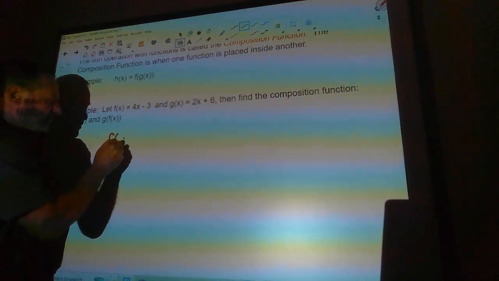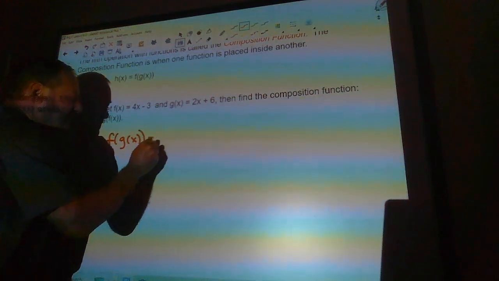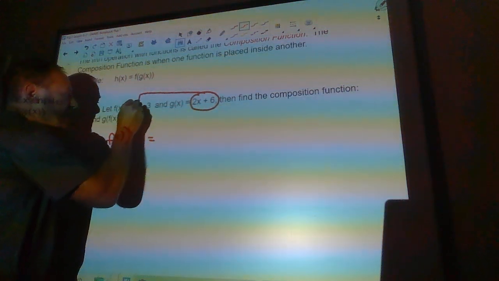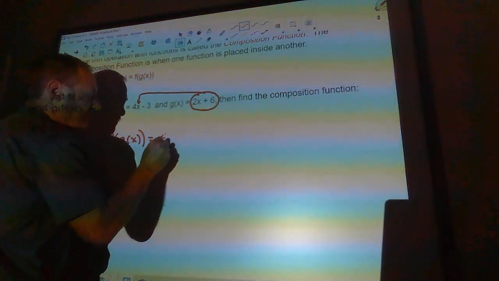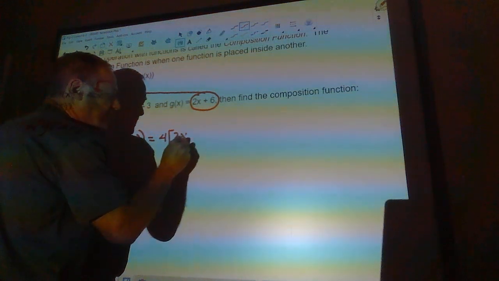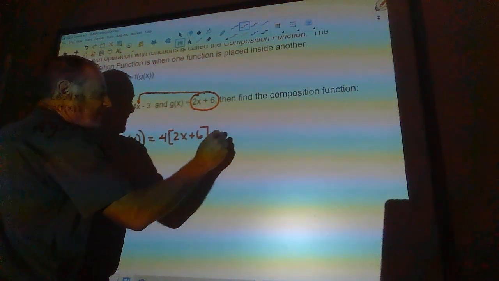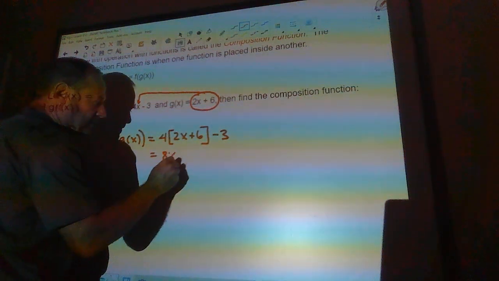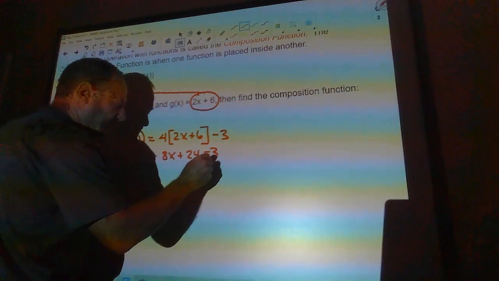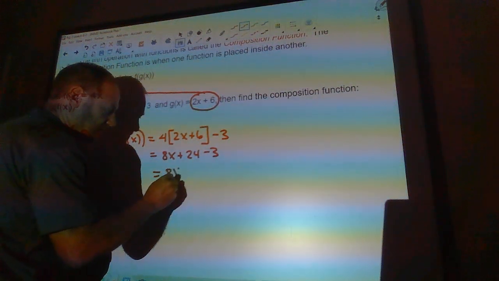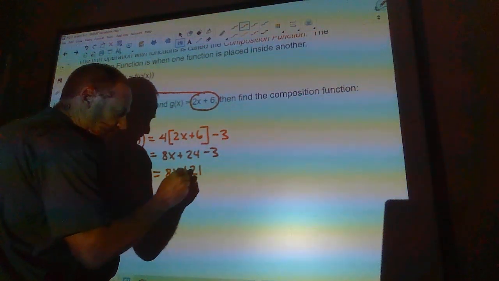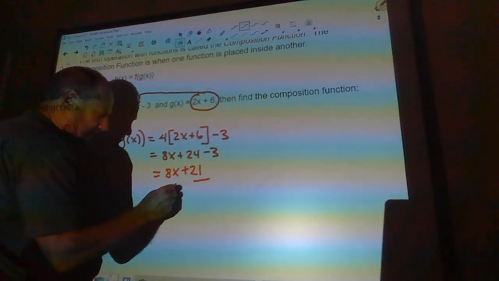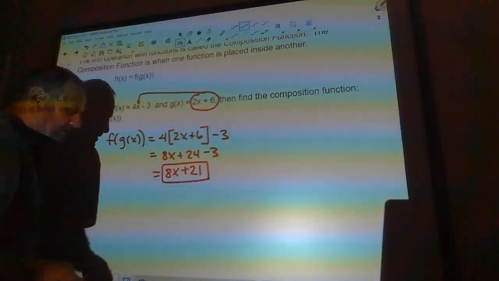f of g of x says that I'm going to take g of x and put it inside f of x. So this is going to become 4 times (2x plus 6) minus 3, which would be 8x plus 24 minus 3, which would be 8x plus 21. So there's my f of g of x right there.